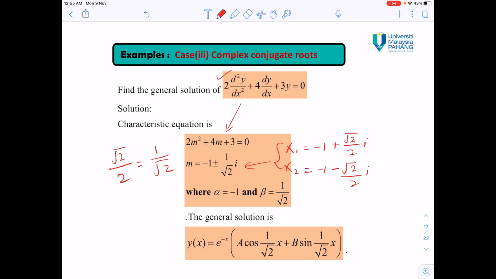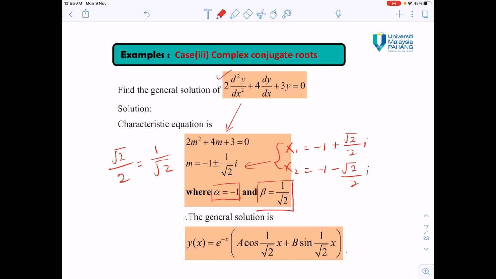So obviously your alpha equals to minus 1. Sorry, your beta equals to 1 divided by square root 2. Do not take the i, the notation i. Just take the value alpha and the beta.